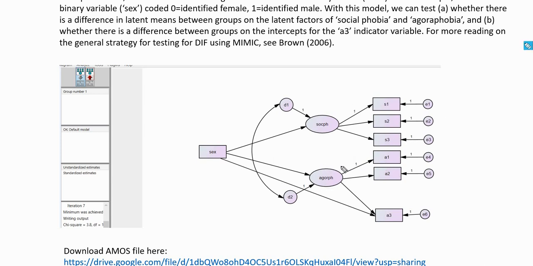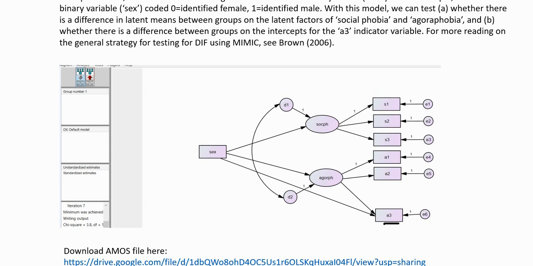You can also see that we have disturbance terms associated with each of these 2 factors, and that's because we're using this variable, sex, as a predictor of those 2 factors. This variable is obviously a manifest variable, and it's a binary variable that is coded 0 for identified female and 1 for identified as male. And in addition, we have sex predicting variation in this A3 indicator.